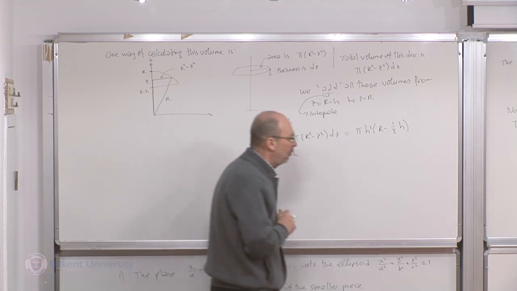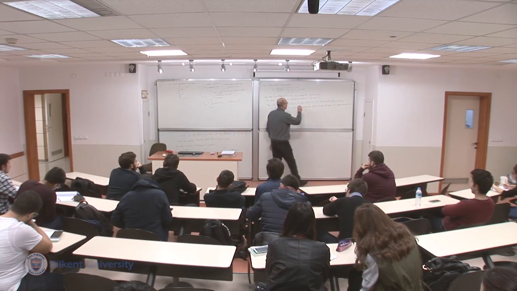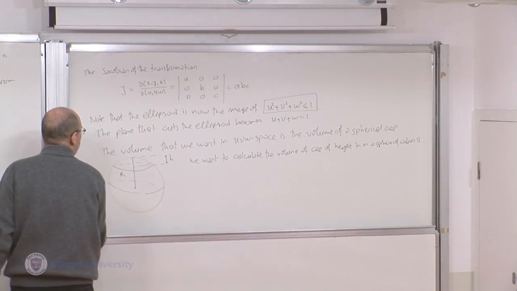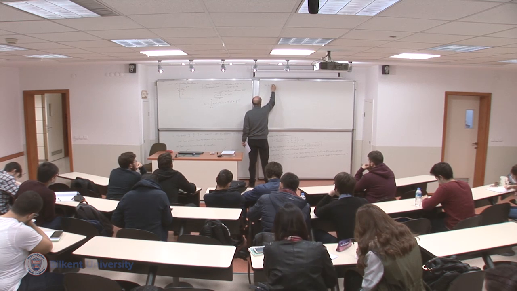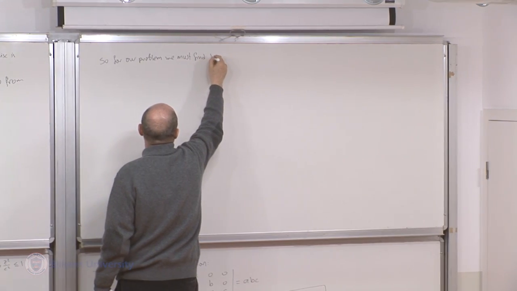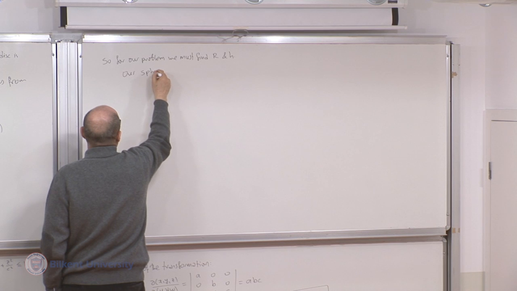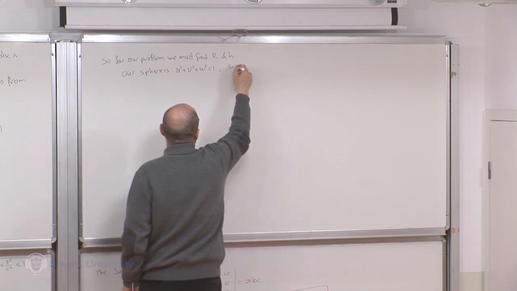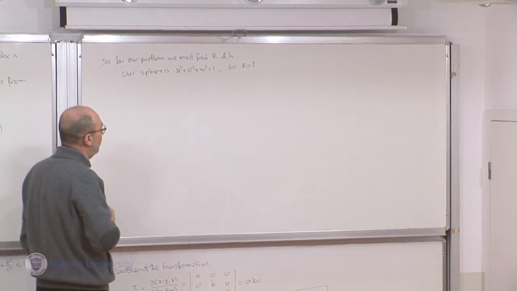In our problem, now we have to find r and h. r is easy. Our sphere is u squared plus v squared plus w squared equals 1. So r is equal to 1. Now we need to find h.